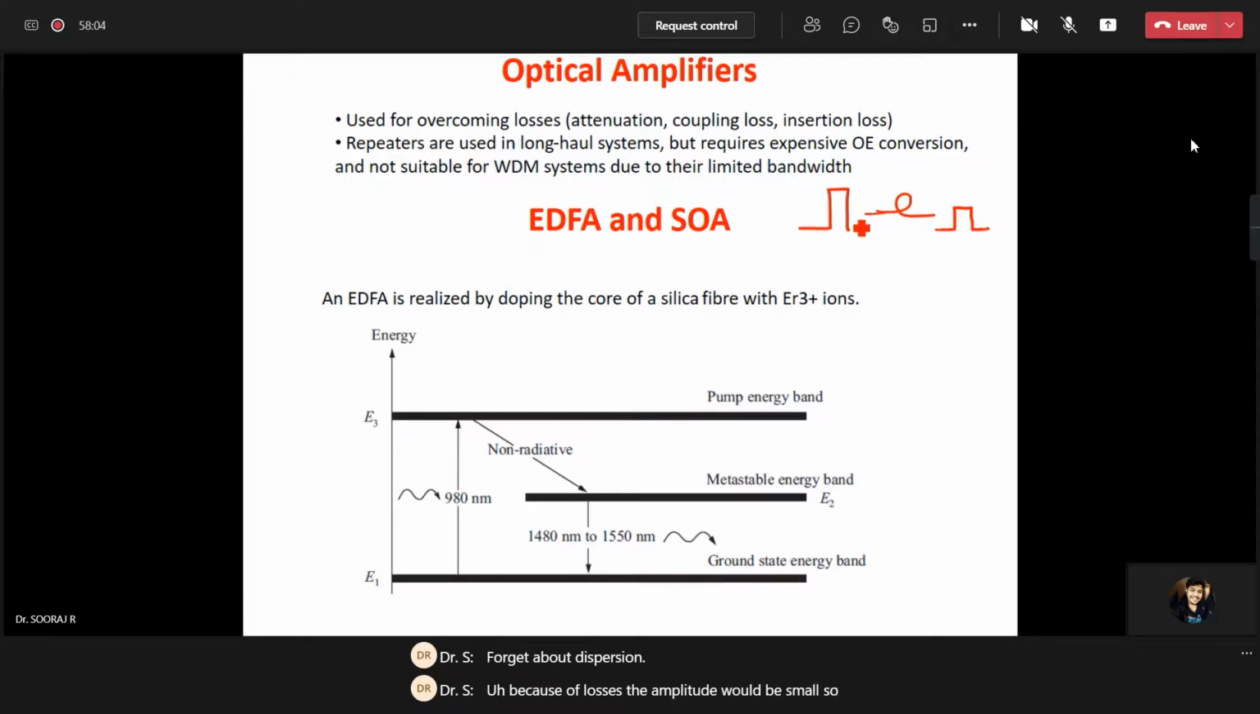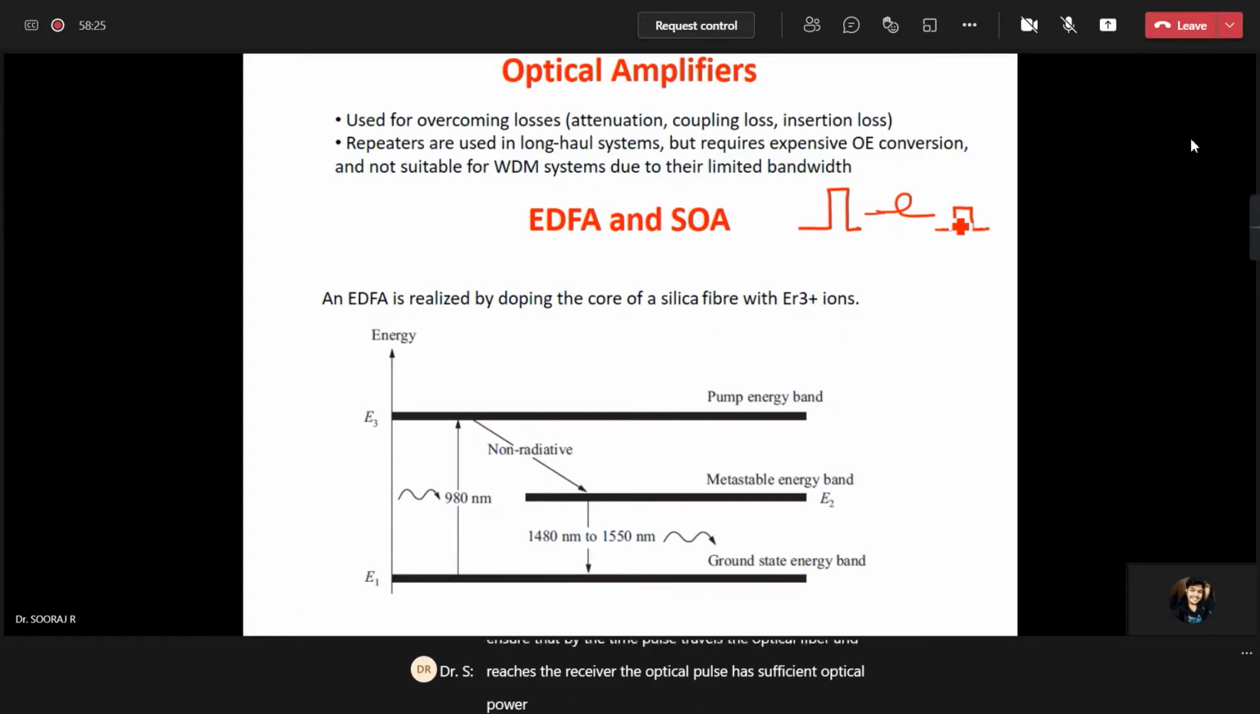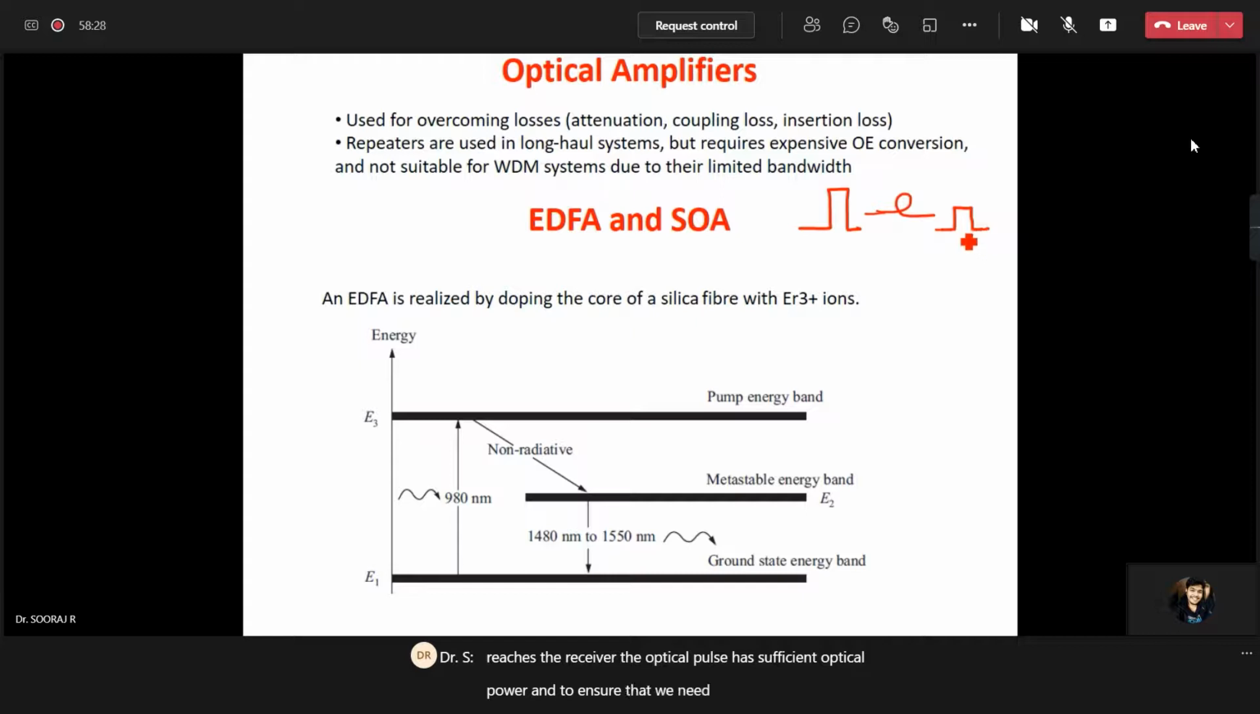If the amplitude is too small at the receiver side, the receiver will not be able to decide whether it has received a 1 or a 0, and in that case, it's going to make an error. So we want to ensure that by the time the pulse travels the optical fiber and reaches the receiver, the optical pulse has sufficient optical power. To ensure that, we need to incorporate devices that can amplify the optical signals, and those kinds of devices are called optical amplifiers.